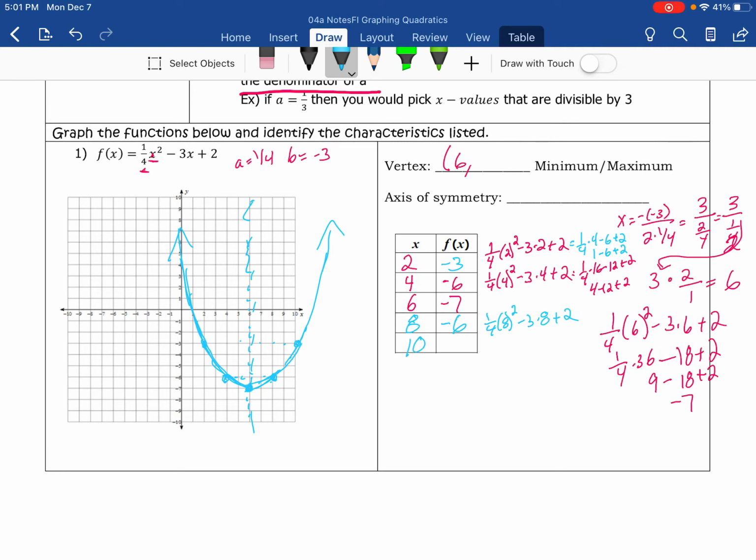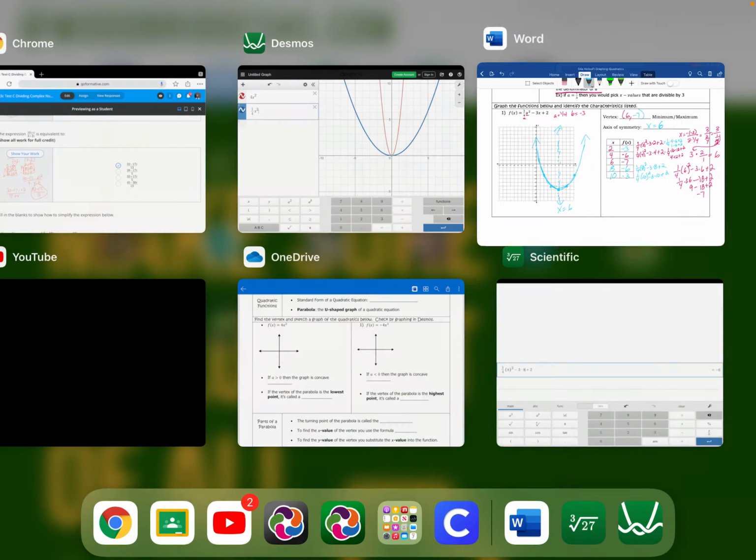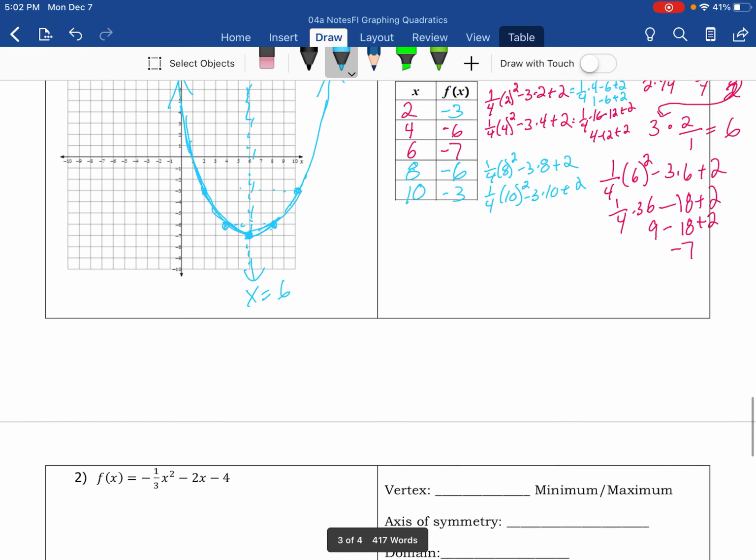And then also, I'm not going to pick 9, I'd pick 10, because any of the even numbers squared are going to be divisible by 4. So that would be 1/4 times 10 squared minus 3 times 10 plus 2. You still end up getting your negative 3. So this was 6, negative 7, and my axis of symmetry is, of course, x equals 6. The only lesson I want you to take away from that is, if you're going to graph, pick numbers that when you square them are divisible by the denominator.